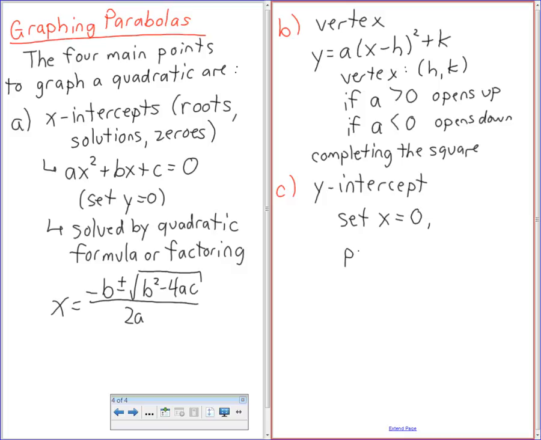Therefore, my point is (0, c). All right? So, from standard form, the y-intercept is always the easiest to find, thus I always find it first.